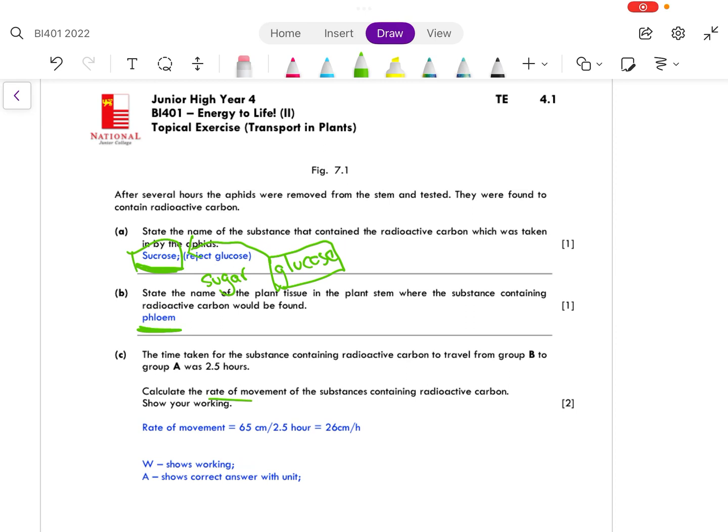So they ask you the rate of movement. It's not exactly a biology thing. We just wanted to see if you can make sense of the data given to you and learn how to analyze it. So the rate of movement will go something along the lines of 65 cm. That's the distance traveled over 2.5 hours, and this is the answer you can get. Okay, per hour. So that's the movement per hour.